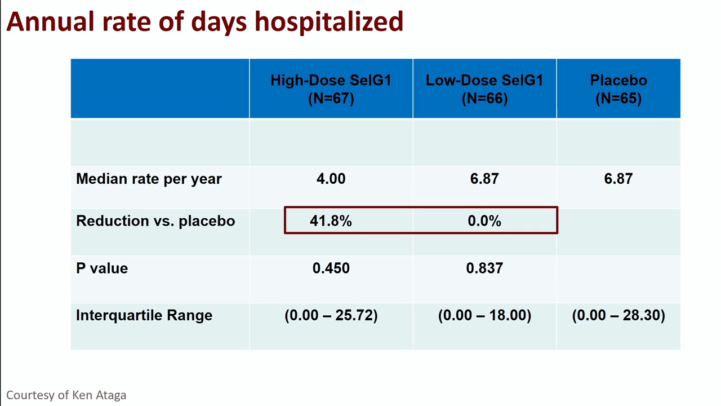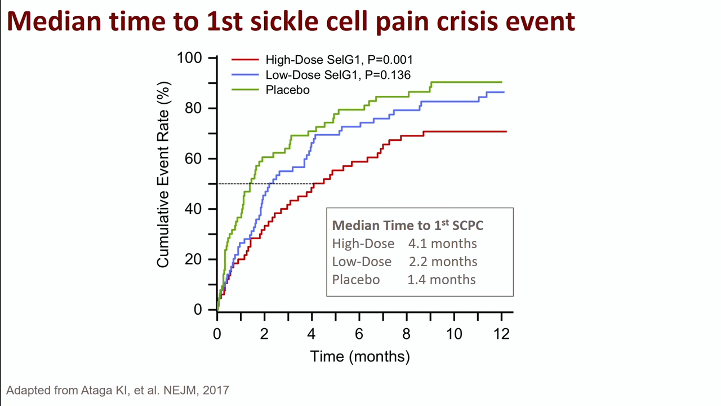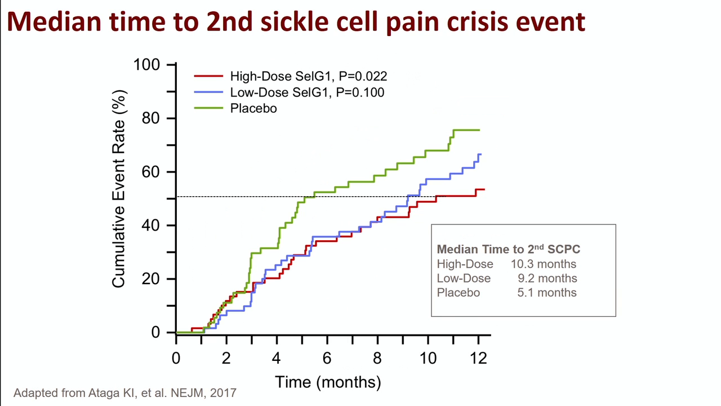Looking at the days hospitalized in the high dose versus placebo, it was a nearly 42% reduction in the number of days hospitalized per year, and none in the low dose. The median time to first sickle cell crisis for those in the placebo arm was about 1 month, which, for people with severe disease, is roughly typical. And then that increased to 4 months in people receiving the high dose of crizanlizumab. The time to the second sickle cell pain crisis was also prolonged, so it was about 10 months versus 5 months, 10 months in the high dose arm versus 5 months in placebo.